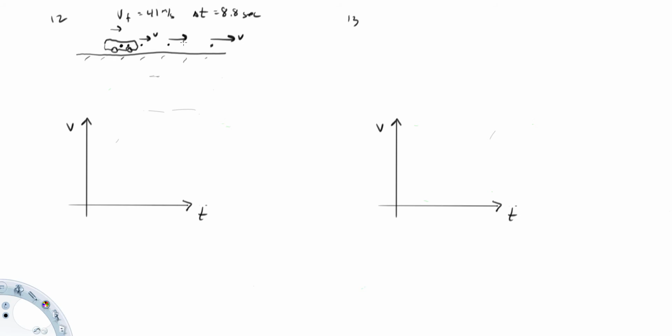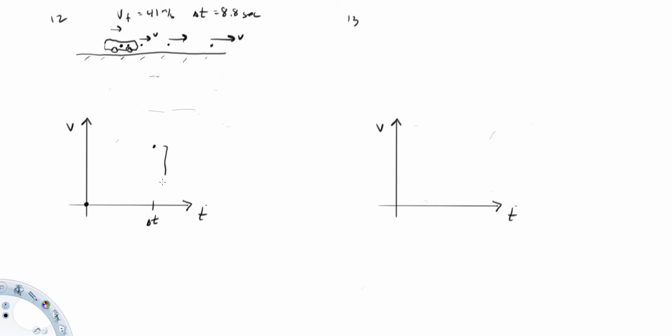Next, draw a velocity graph for the problem. First point, 0, 0, assuming the car started from rest. Then you have another data point. Now mine's 8.8 and 41. Yours will be something else. I'm just going to call that the delta T. Again, the number that you should have, 41, that's going to be up here somewhere.